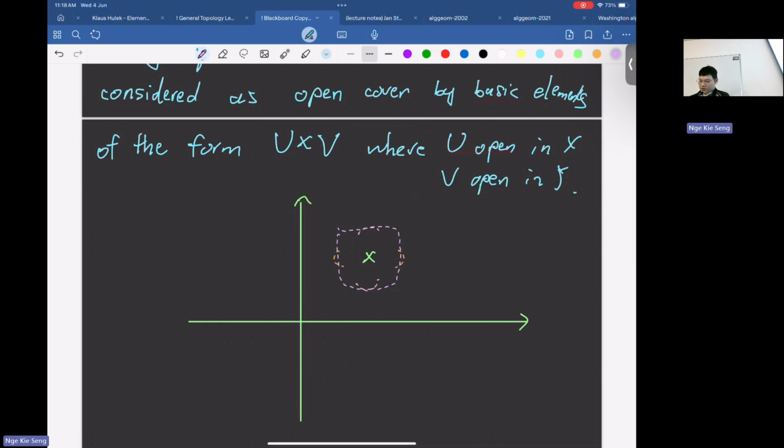And then cross. Okay, so where's my U? Let me confirm, where's my U first? So U is here, right? And then my Y is... okay. So for every component in U, we consider one open set for Y. Yeah, good.